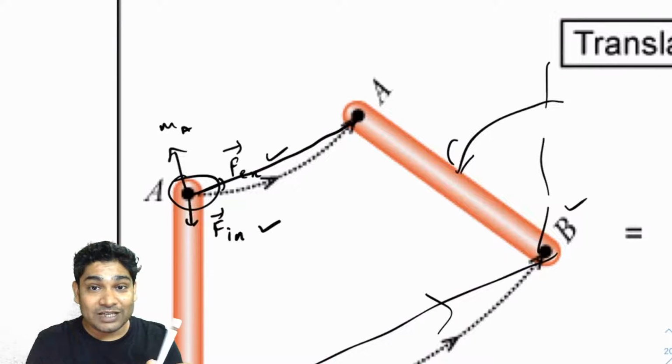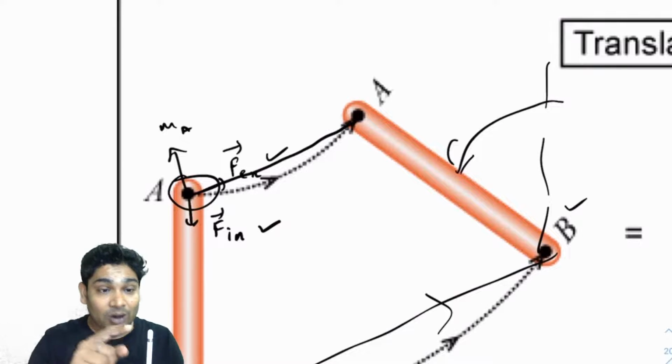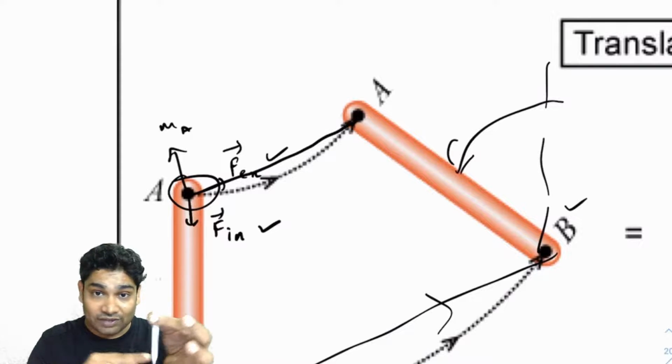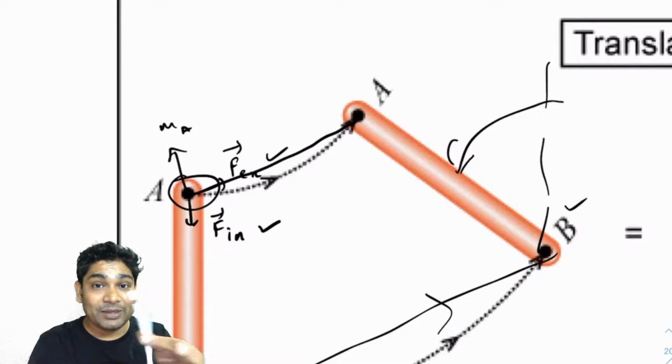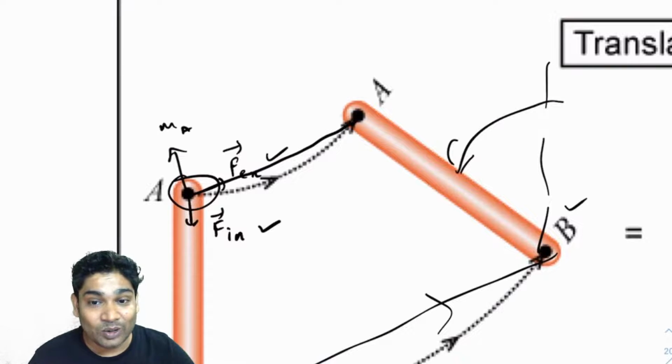And F equals ma tells me that there has to be a net force on this end for it to accelerate. What was that net force? Those were the internal forces that are causing the acceleration. Now, if I did not know about this force, and if you ask me simply to find the acceleration of this guy, it would be impossible for me because I don't know how much internal forces are acting.